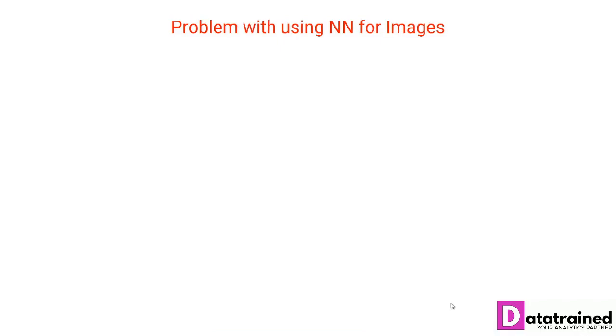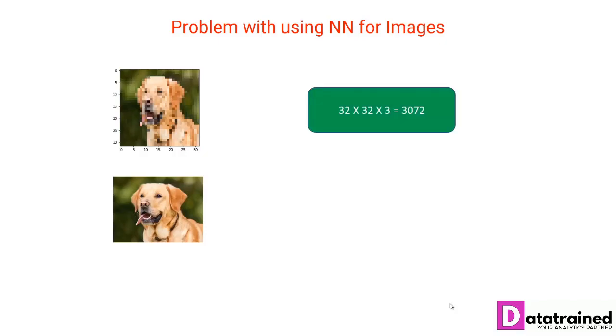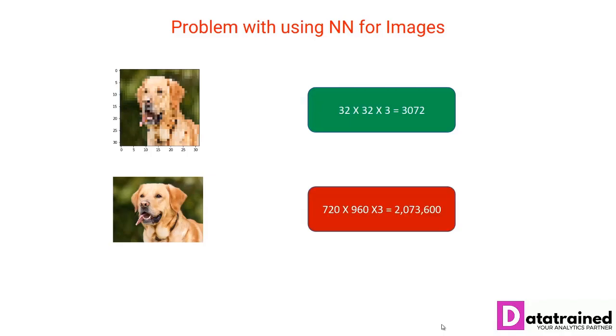The other problem with fully connected neural networks is more on the computational side of things. Look at these two images. The first image is a 32 by 32 by 3 image. So, if we have a hidden layer containing just 1000 neurons, then the number of parameters to learn comes to about 3 million. The second image, on the other hand, is of size 720 by 960 by 3, and with 1000 neurons in the hidden layer, the number of parameters to learn explodes to around 2 billion. 2 billion parameters just for a single hidden layer.